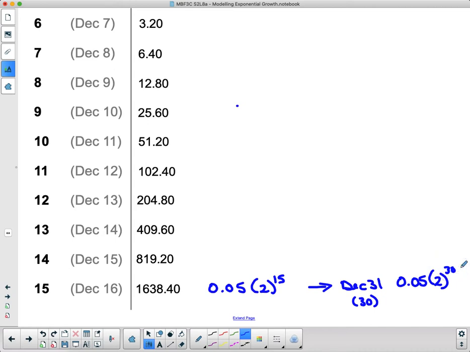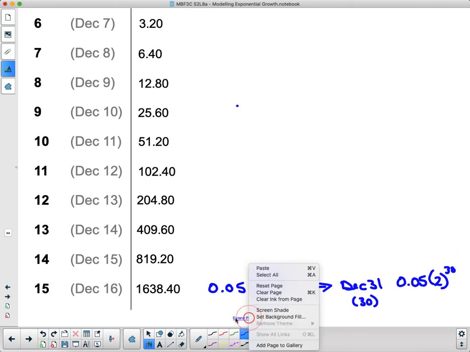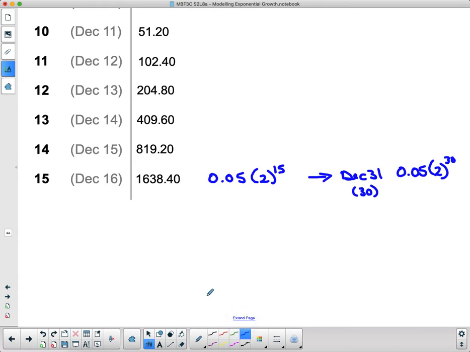Now let's see what 0.05 times 2 to the 30 is. Now we know that exponential growth gets big in a hurry. I'm going to pick up my calculator.